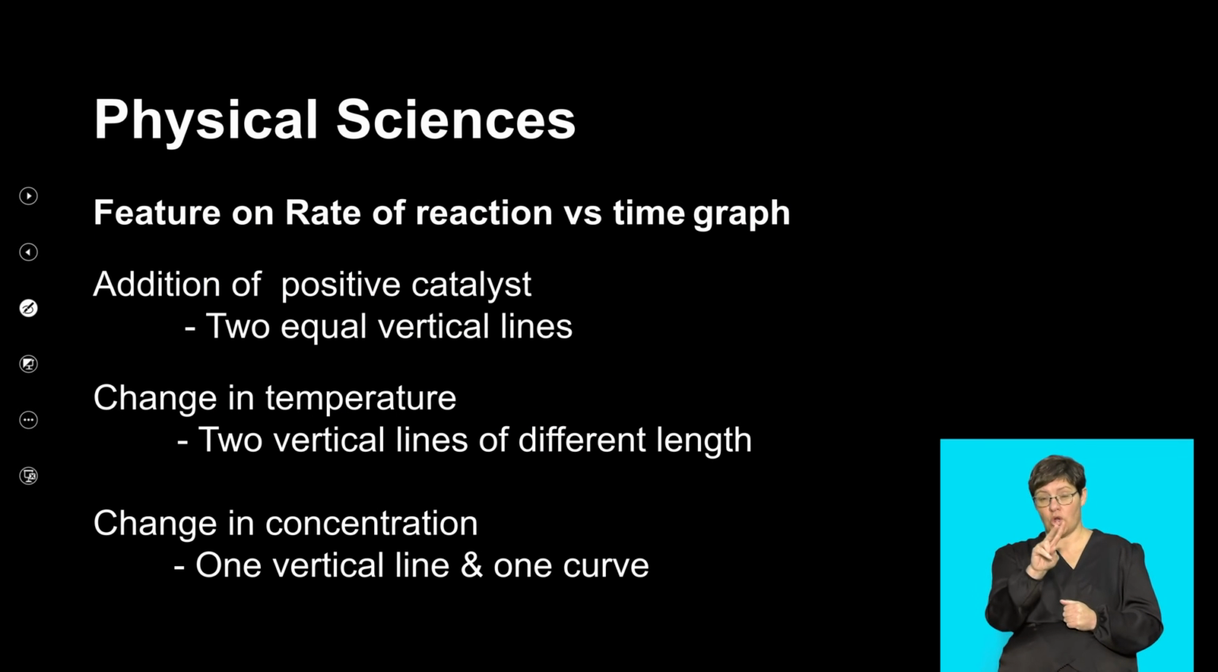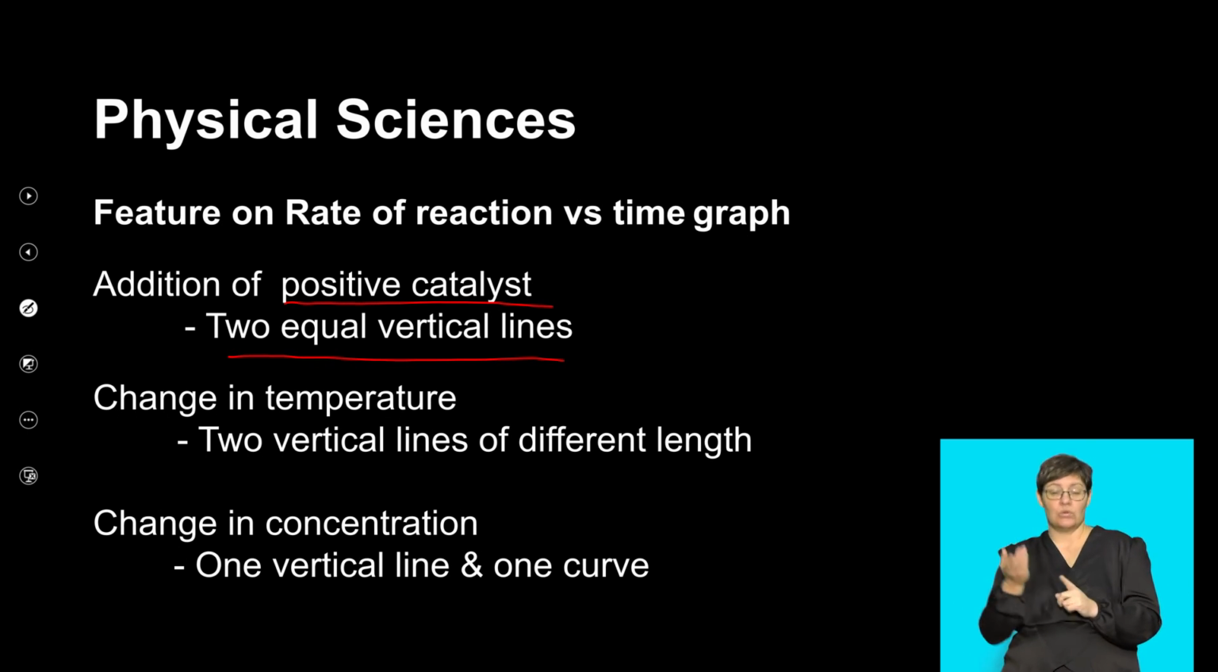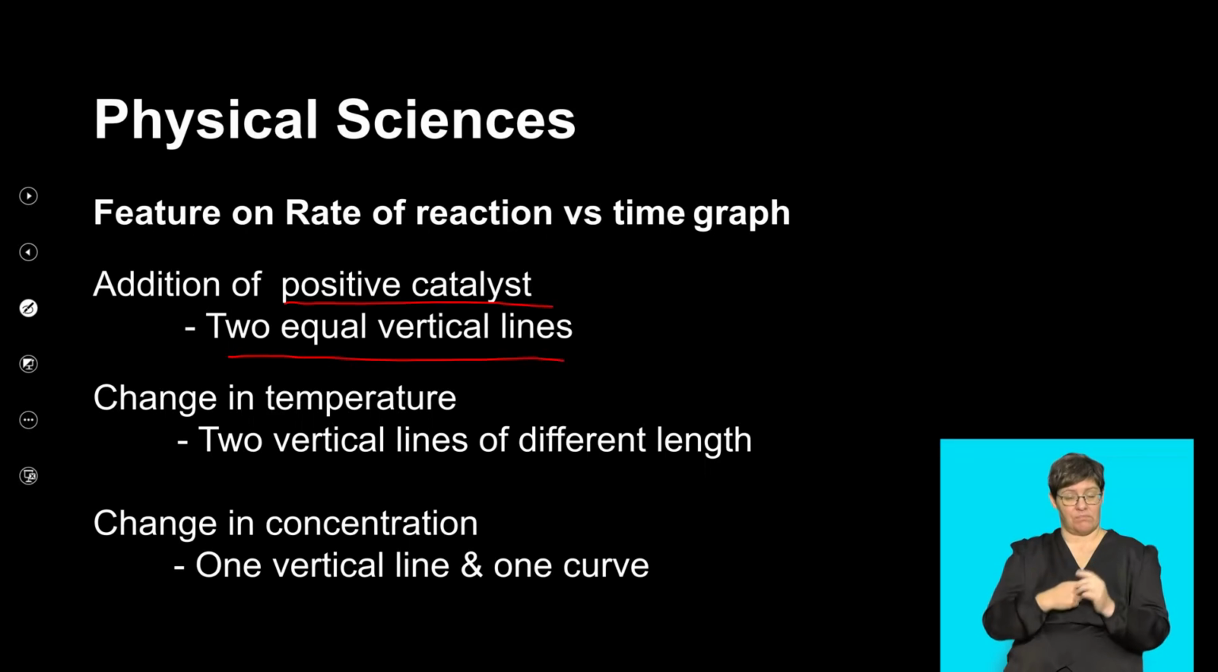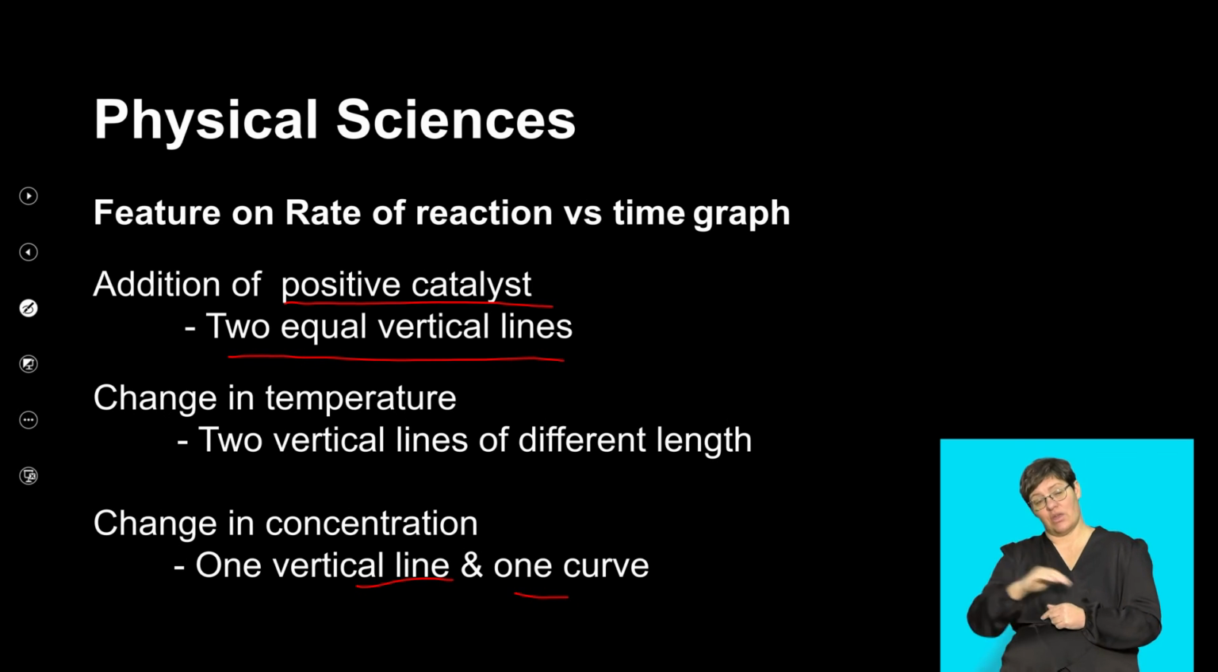When we look at the features of your rate of reaction graphs, with the addition of a positive catalyst, we had two vertical lines to show that there was an increase. Then we looked at a change in temperature, specifically an increase in temperature, two vertical lines with different lengths. The endothermic was longer because the endothermic was the one favored. Change in concentration, one vertical line, and the other one was a curve.